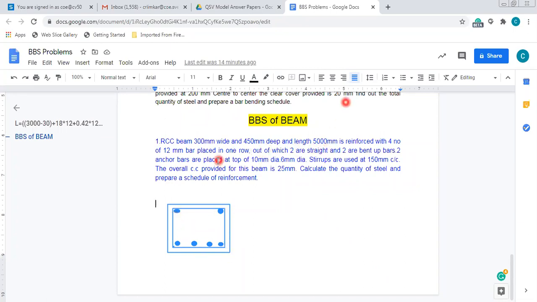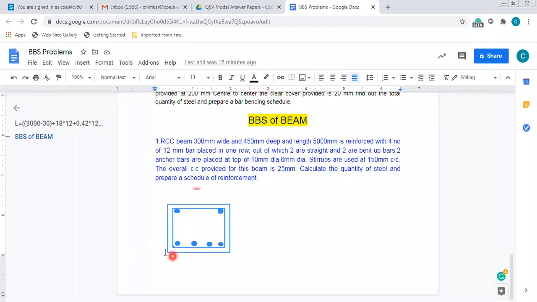There are four bars which are placed in one row, out of which two are straight and two are bent up. At the bottom, always remember, as far as a beam is considered, anchor bars are placed at the top and your main bars are provided at the bottom. So we have the main bars, four bars placed at the bottom, and two anchor bars placed at the top. Out of these four bars, two are bent up and two are straight, and these are the two anchor bars. Anchor bars have a diameter of 10 mm, and the bottom four bars have a diameter of 12 mm.